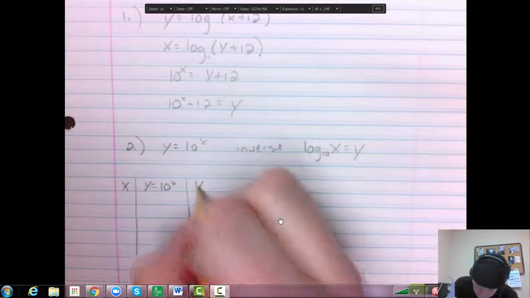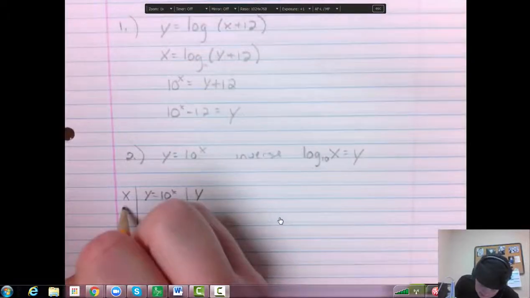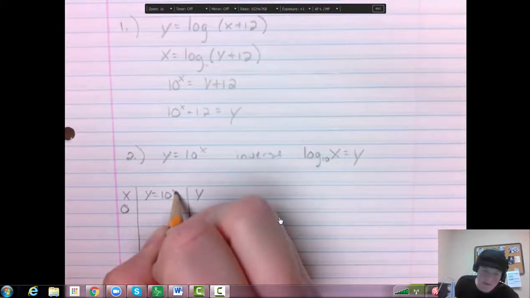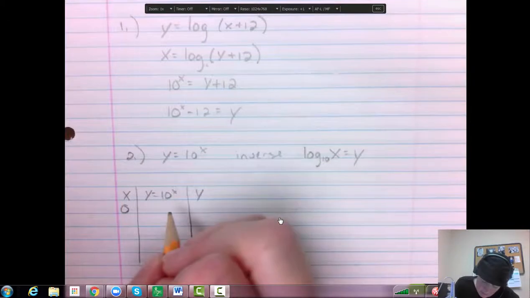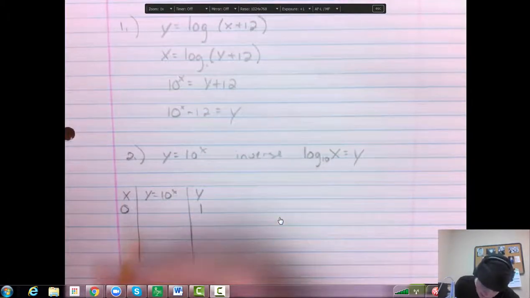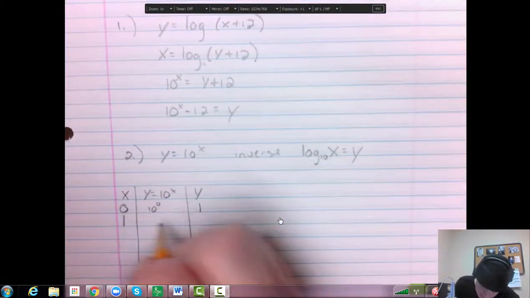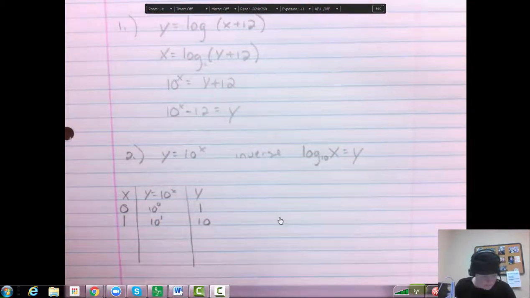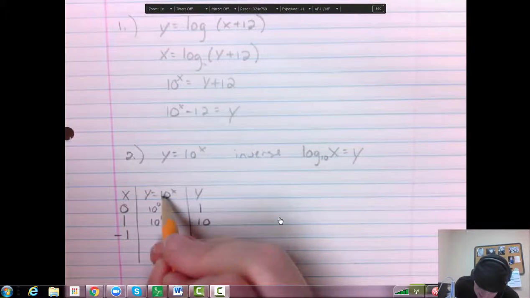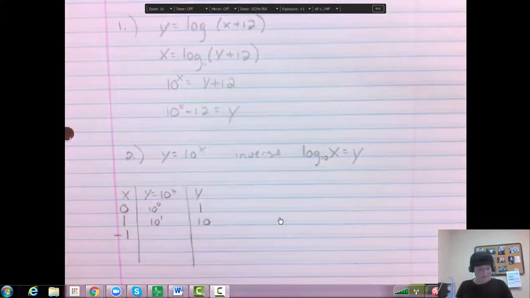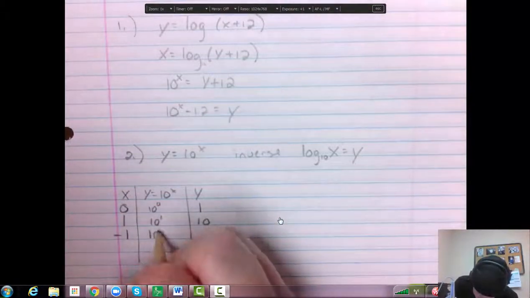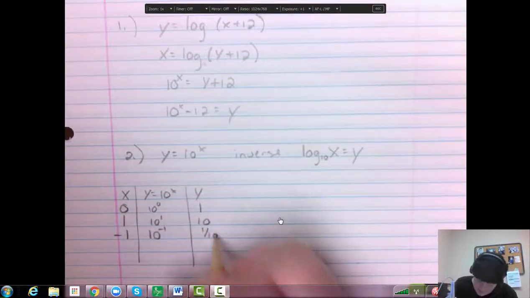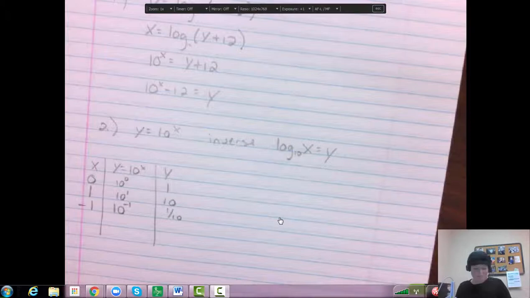All right, so x, put in 0. 10 to the 0 power is 1, so y would be 1, right? 10 to the 0. So what if I put in 1? So I'd have 10 to the 1, which gets me 10, which is going to get really big really fast. Let's put in a negative 1. 10 to the negative 1, what is 10 to the negative 1? 1/10 or 0.1. So 10 to the negative 1 flips it over and it becomes a tenth. And that's pretty much good enough.